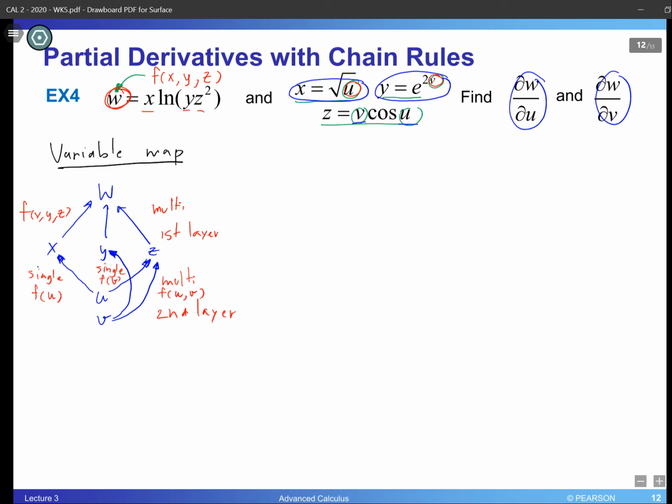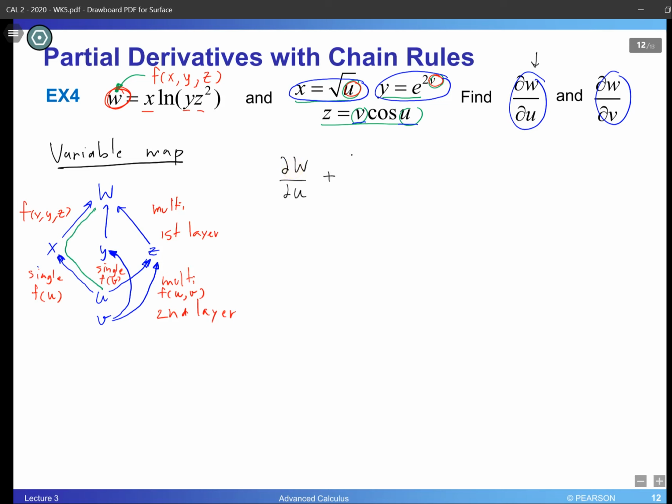Alright, so let's start with the first one. Partial diff of w with respect to u. We are supposed to find the formula for that first. We are going to find the relation between w and u, and just like before, we are going to follow all the paths that connect w to u. So let's find all of the paths. The first path is going to go from w to x, and then x to u. So that is the first path.